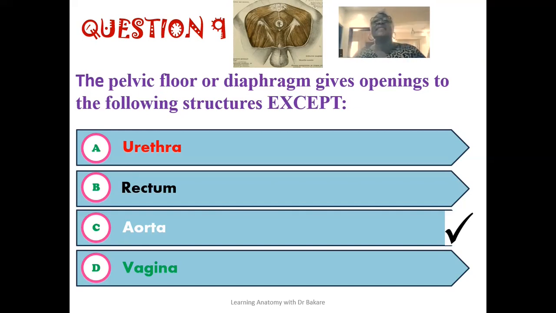The aorta is already seen to have bifurcated before reaching this specific region. So the aorta is not even seen around this region. So the other options here, which include the urethra, the rectum, and also the vaginal canal, are seen to create hiatuses, which are holes within the pelvic floor, the pelvic diaphragm. So they need to pierce through the pelvic floor or the pelvic diaphragm. So all these options are correct except the aorta.